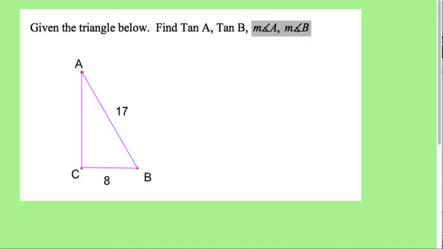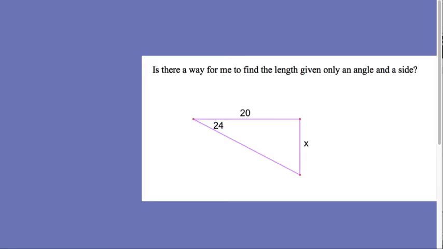All right, one more thing. I want to show you what you can do. We're going to skip that next example and go on to this example. Is there a way for me to find the length given only an angle and a side? Here I have this triangle. This is 24 degrees, so put the degree symbol if it's not there already. I have an X, I have an angle, and I have a side. As long as you have an angle and a side or 2 sides, you can find missing pieces in this triangle.